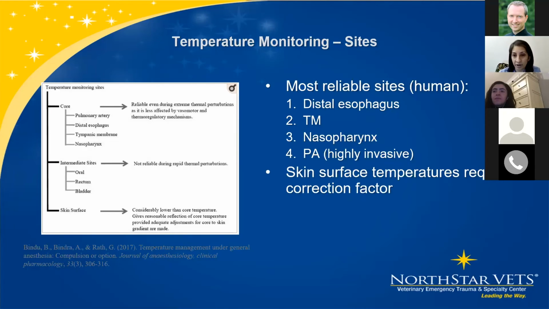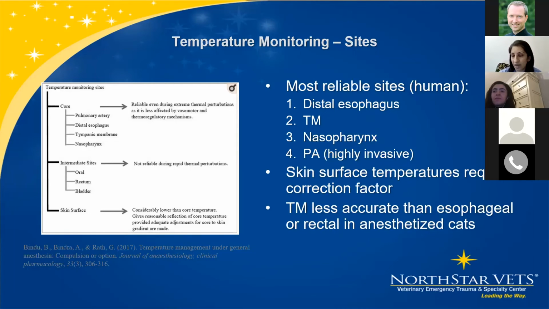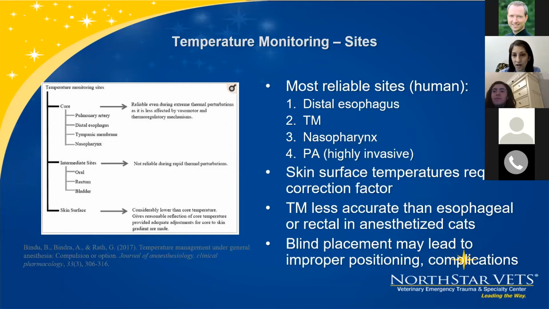In cats, the tympanic membrane was not particularly accurate versus the esophageal or rectal temperatures. So that was found to be not terribly useful for us in that situation. One of the reasons that we are trying to find better locations for temperature probes is that often we consider the temperature probe to be a pretty benign thing to have, but it actually can lead to complications.